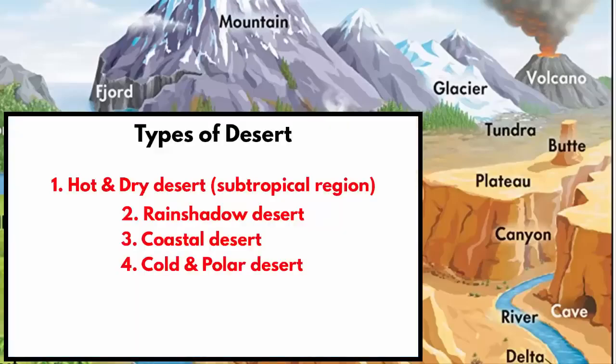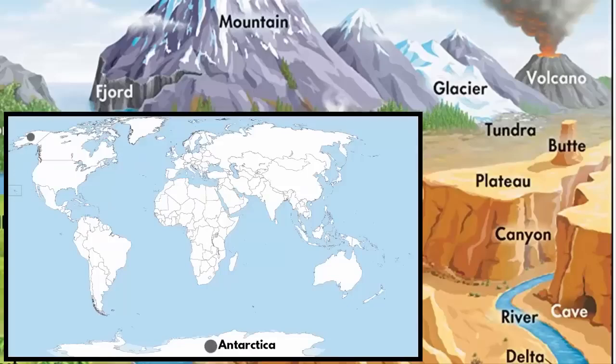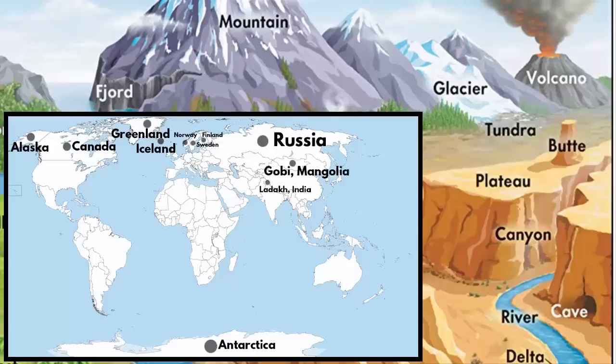The fourth type of desert is cold and polar desert. Examples of polar deserts are Antarctica, Alaska, Canada, Greenland, Iceland, Norway, Sweden, Finland, Russia. In India we have Ladakh, which is a cold desert. Even Mongolia's Gobi Desert is a cold desert, but it is also a rain shadow desert. The Patagonian Desert in Argentina is also a cold desert.